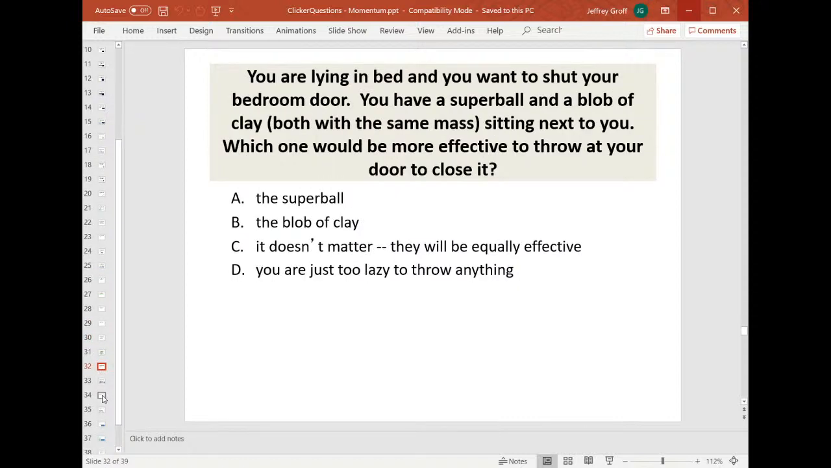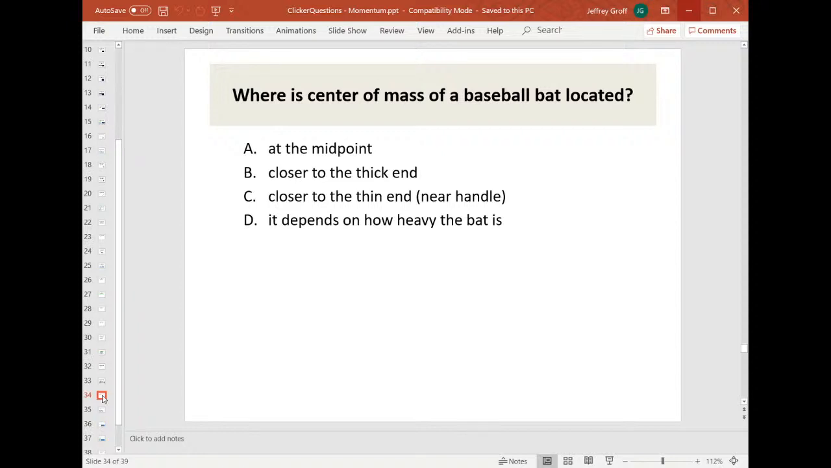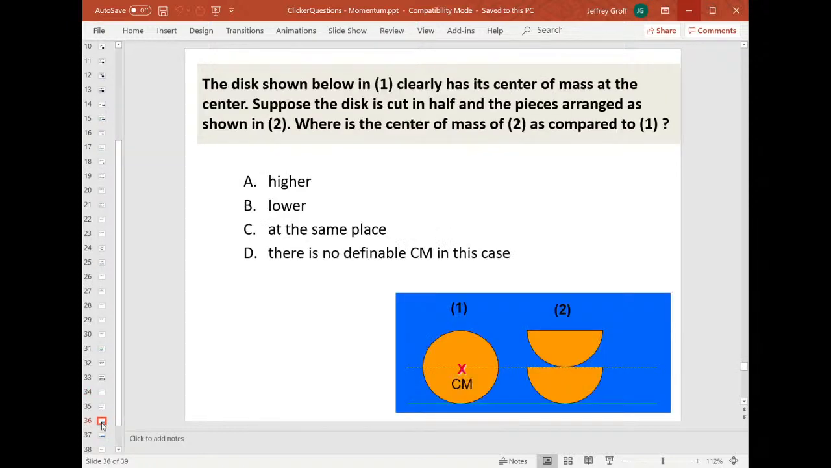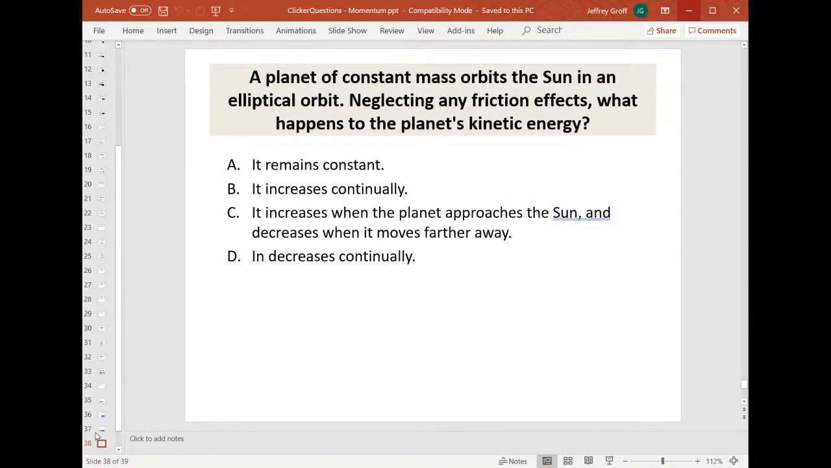Hey, this looks familiar. Lying in bed. Center of mass question. I probably won't ask you any questions about center of mass. And this question you can answer from the simulation you did a few weeks ago. But this, yeah, let's not talk about that one.